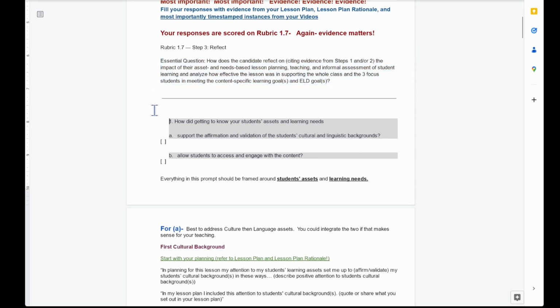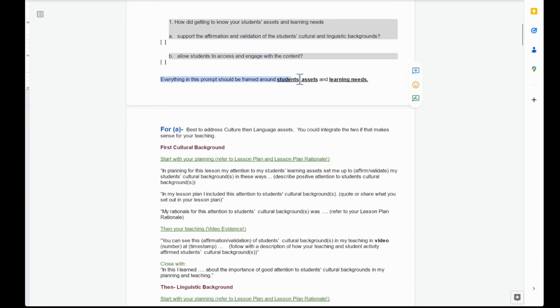The actual prompts, and this is an important part, are in gray. So in the template, you'll find these gray prompts. The big idea behind these prompts is that they often ask more than one thing. So even if we look at this first one, how did getting to know your students' assets and learning needs, you'll notice there's assets, and then there's an and learning needs. That means you should address both of those. And you'll see there are 2 parts. A, support the affirmation and validation of the students' cultural and linguistic backgrounds. And B, allowed students to access and engage the content. So essentially, you want to think about assets and needs for each of these 2, which means there's 4 things that need to be addressed in prompt 1. And so I write that out for you.